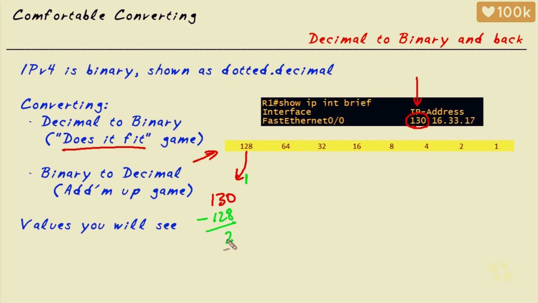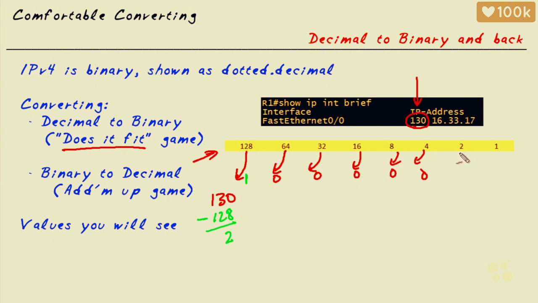So we take that remainder and we play the game again. Does 64 go into 2? No. Well, it might a fraction of the time, but we're looking for, does that number go in an entire time at least once? And if the answer is no, it doesn't, we put a 0 there. How about 32? Does it go into 2? No, it doesn't, so that gets a 0. Does 16 go in? No, it doesn't, that gets a 0. 8, does it go into 2? Nope. How about 4? Nope. And then we get down to 2.